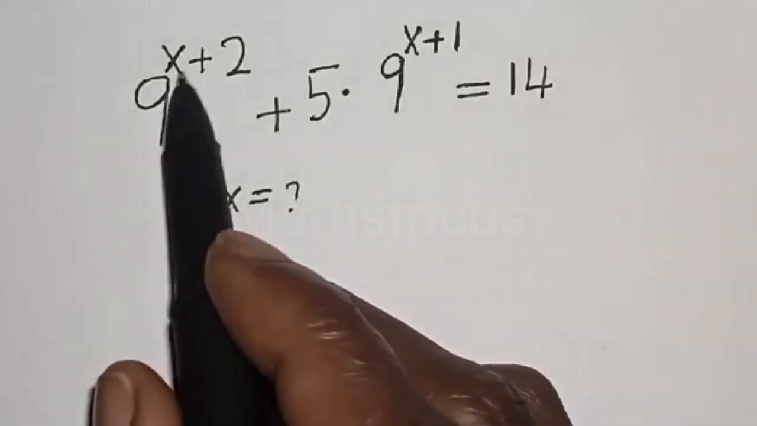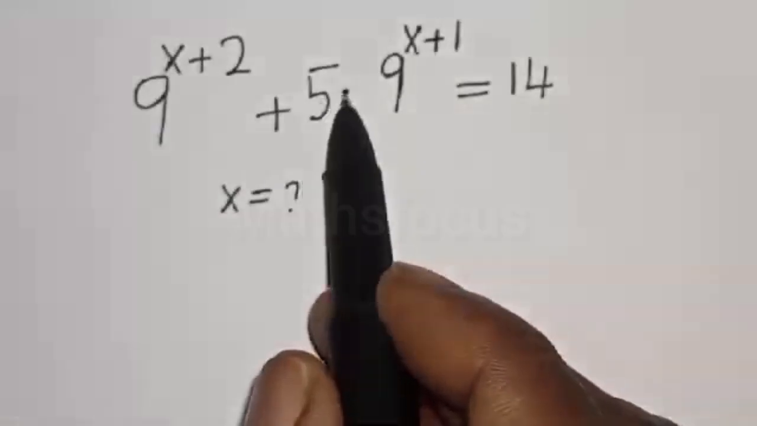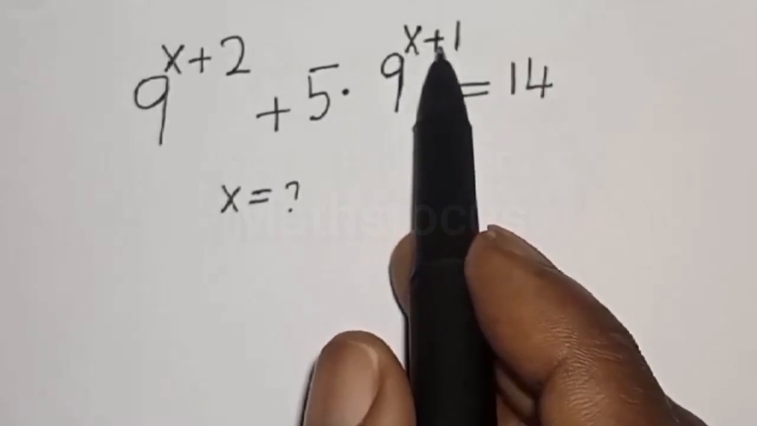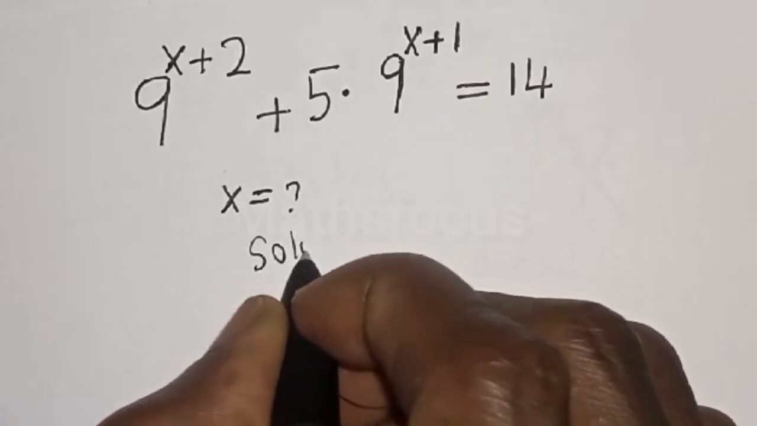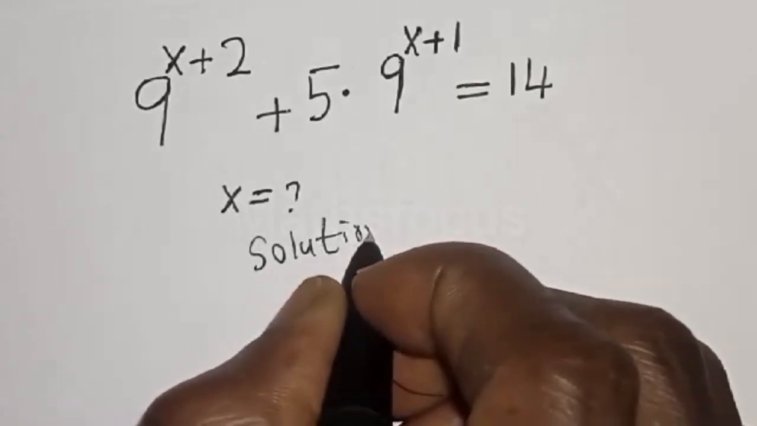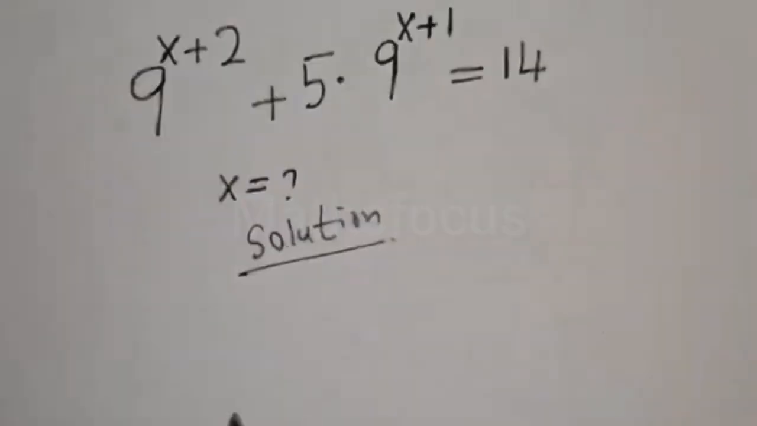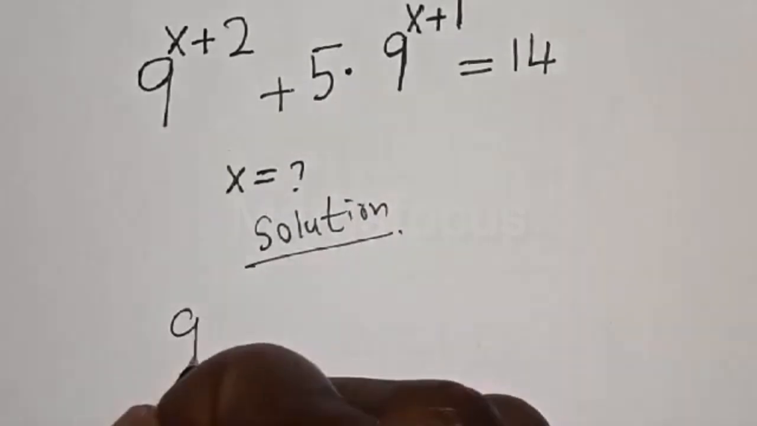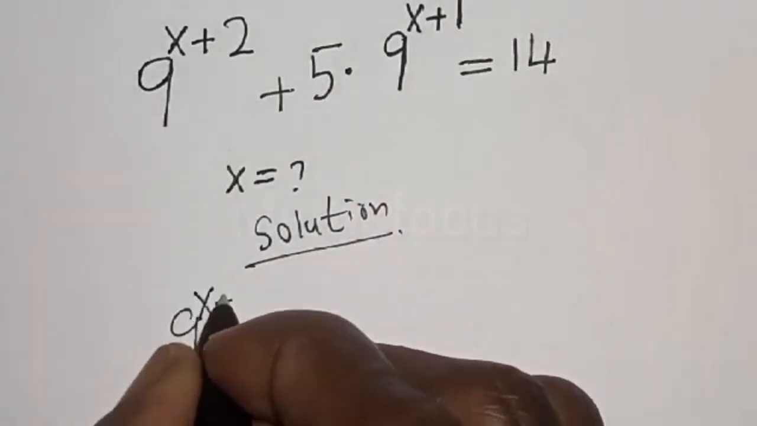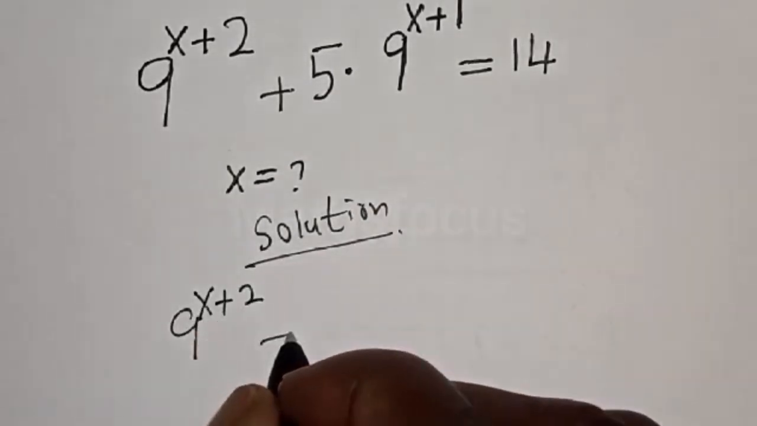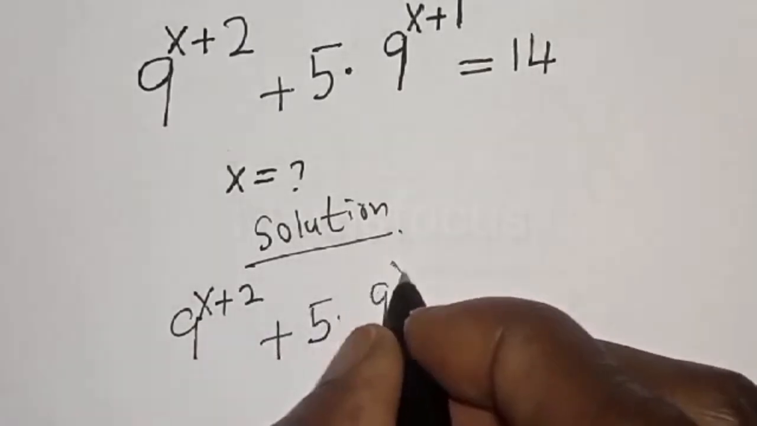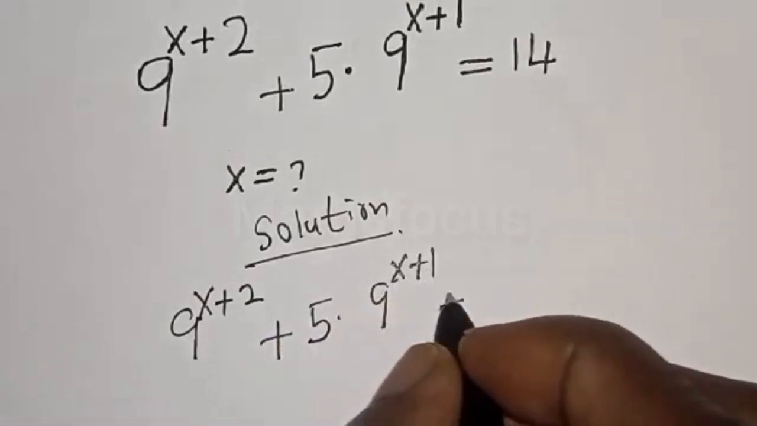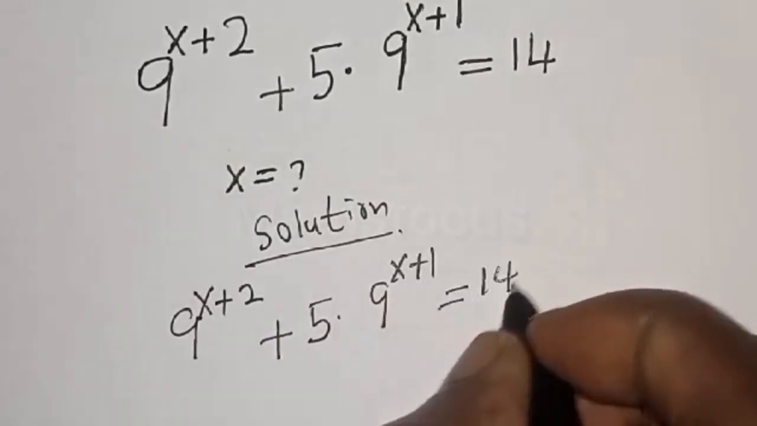9 raised to power s plus 2 plus 5 multiplied by 9 raised to power s plus 1 is equal to 14. What is the value of s? We have our given equation, 9 raised to power s plus 2 plus 5 multiplied by 9 raised to power s plus 1 is equal to 14.